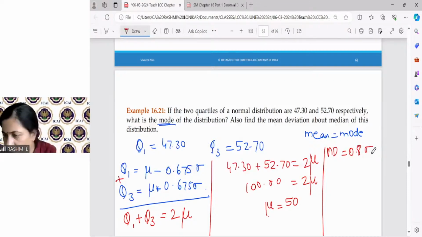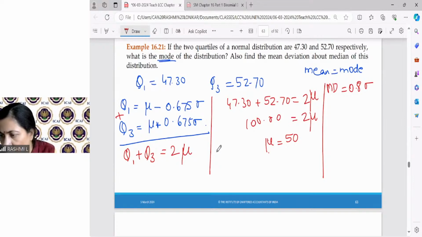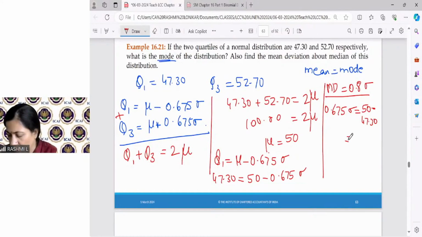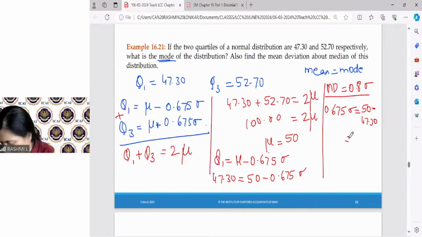If one has come, the other will come easily. Mu is 50. Q1 is equal to mu minus 0.675 sigma, which is equal to 47.30, so 50 minus 0.675 sigma. Solving this, 0.675 sigma is equal to 50 minus 47.3, which is 2.7. So sigma is equal to 2.7 upon 0.675, which comes to 4. Okay, so sigma is 4.